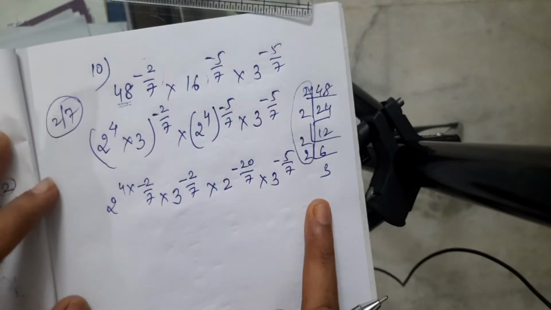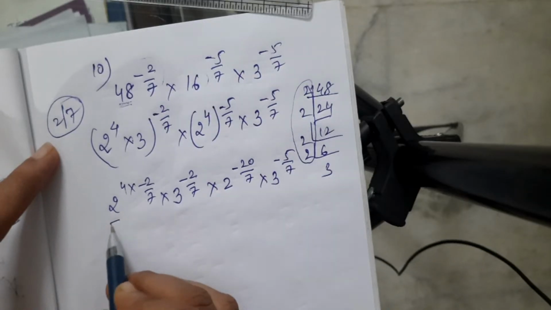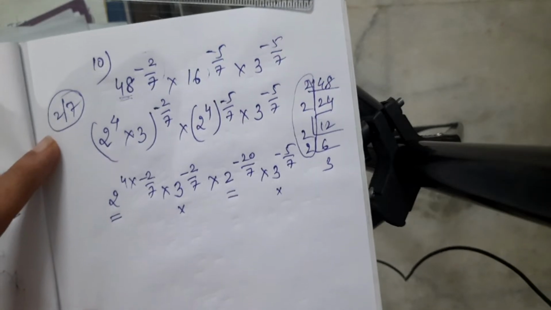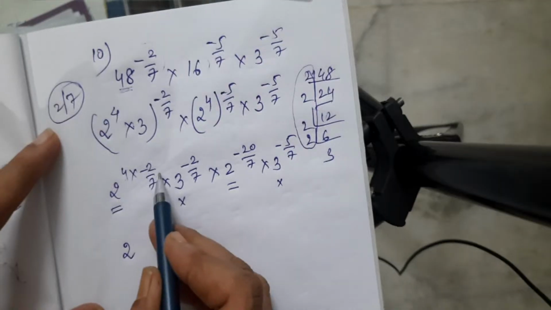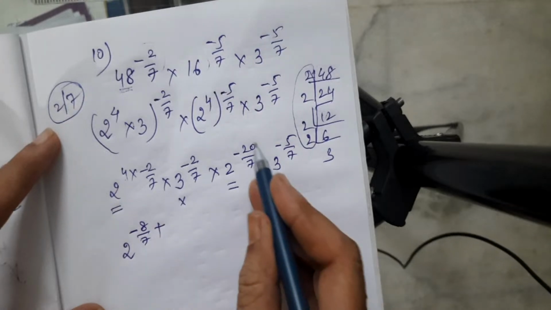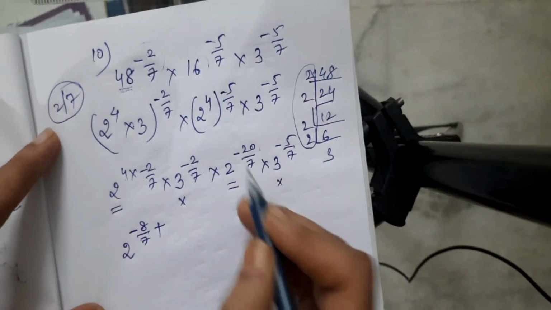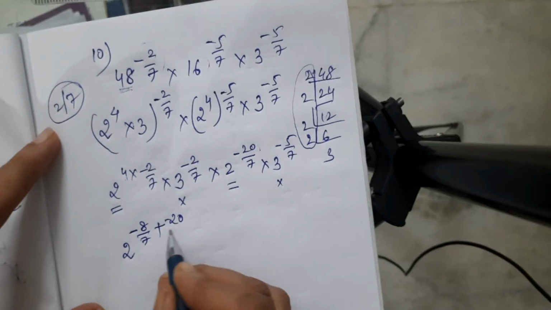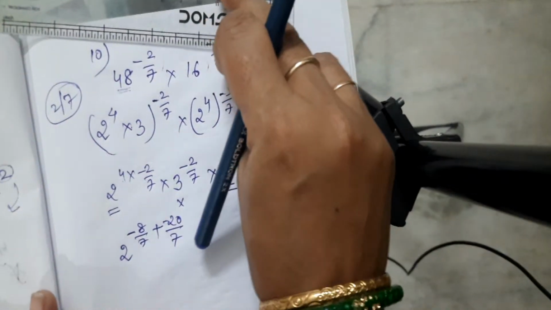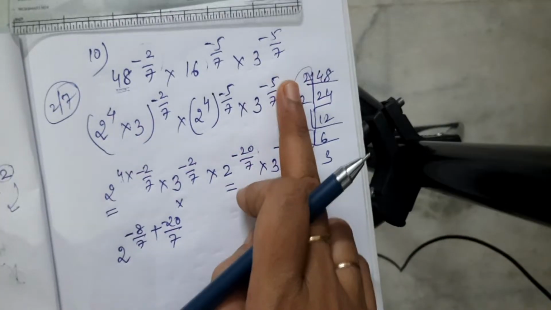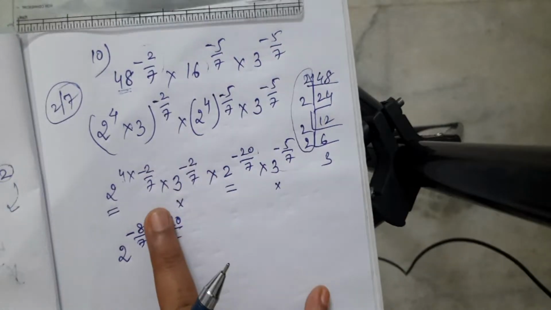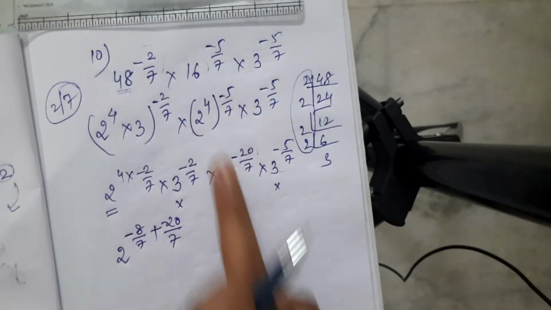All are with 7 power only. We can add like terms if you recall back. Here base 2 is same, base 3 is same, so we are going to add them. 2 raised to 4, 2 fours are 8, so it's minus 8 upon 7 plus 2 raised to minus 20 by 7, as they are like terms. Getting clearly? So first, whatever the question was, I got the factors of that. Then I arranged the factors. Then whatever power is there, that we multiplied separately to all the numbers.